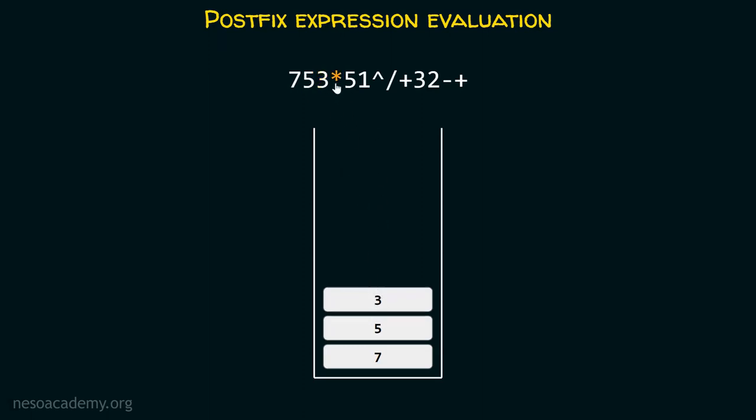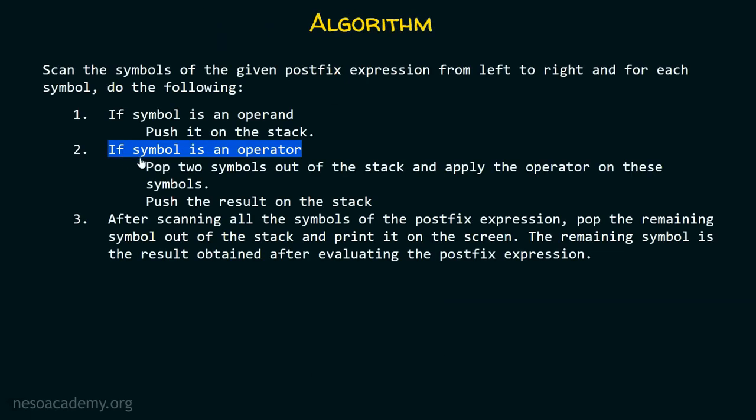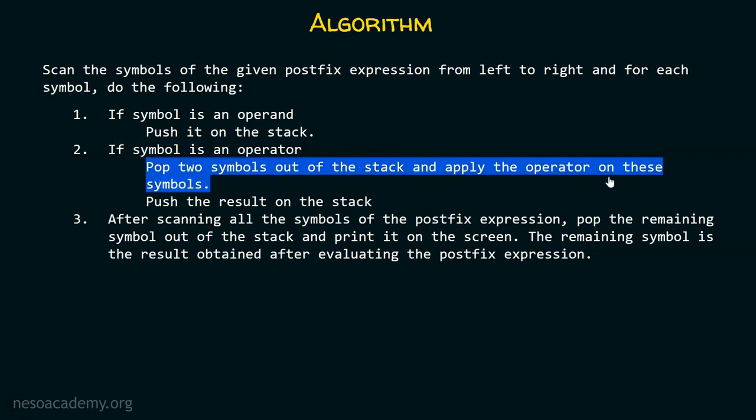Now we have encountered this star, this multiplication operator. Now what to do with this? If symbol is an operator, then pop two symbols out of the stack and apply the operator on these symbols. We have to pop two symbols. This means we have to pop two operands out of the stack and we have to apply the operator on those operands, right? This is making sense. Okay, we will take two operands out of the stack and we will apply the operator on those operands.